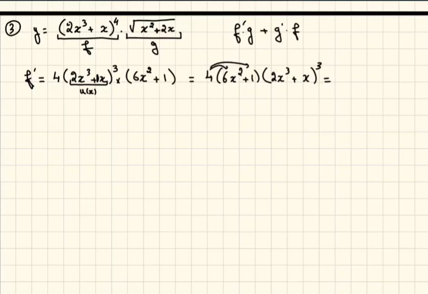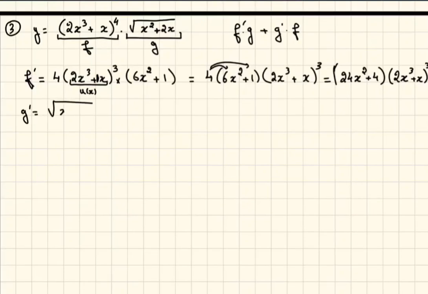So now our final answer will be 24x squared plus 4 multiplied by 2x cubed plus x exponent 3. So this is the f prime. Let's do g prime on the side.